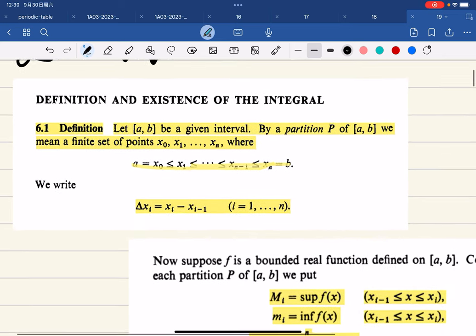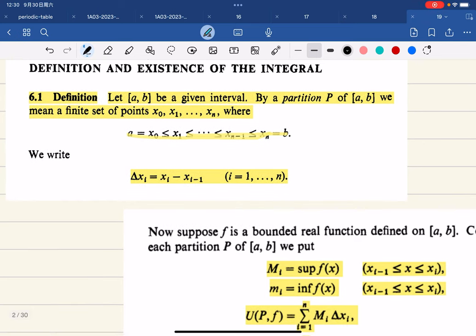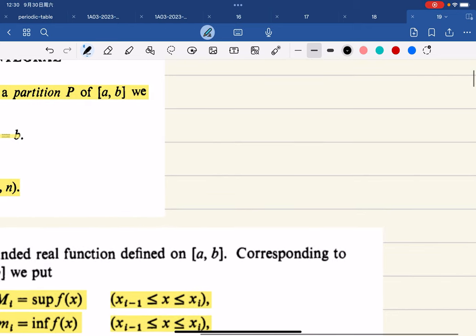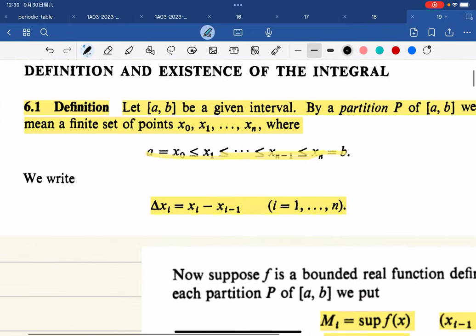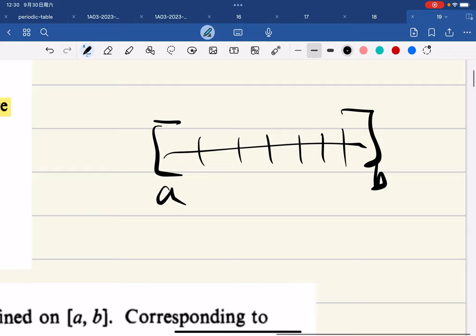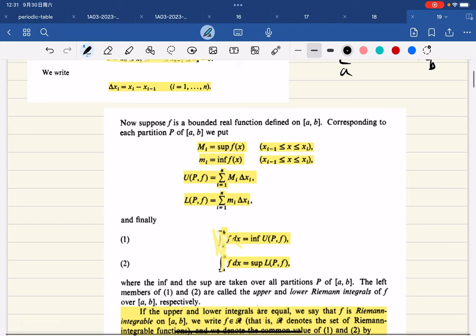existence. So first, before we define integrals, we have to define what a partition on an interval is. A partition is basically a set of points, so it's really straightforward, right? You have points, these are partitions, this is A, this is B, and we define delta x_i to become this. Now suppose f is a function, and we want to make sure f is bounded and is a real valued function on the interval.